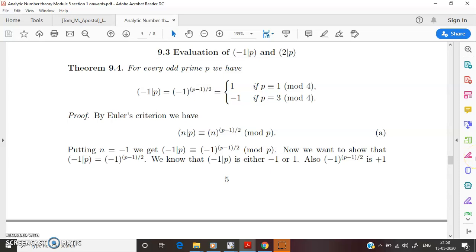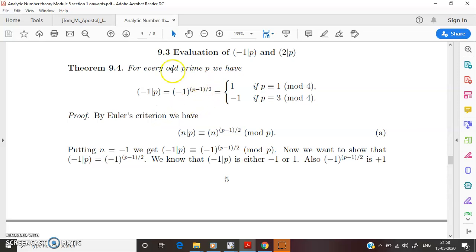Next, we will be discussing the evaluation of the Legendre symbols minus 1 over p and 2 over p. We have the theorem: for every odd prime p, the Legendre symbol minus 1 over p is equal to minus 1 raised to (p minus 1) by 2, which is equal to 1 if p is congruent to 1 mod 4 and minus 1 if p is congruent to 3 mod 4. This is what we have to prove.